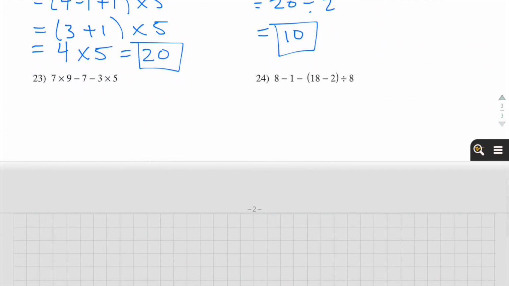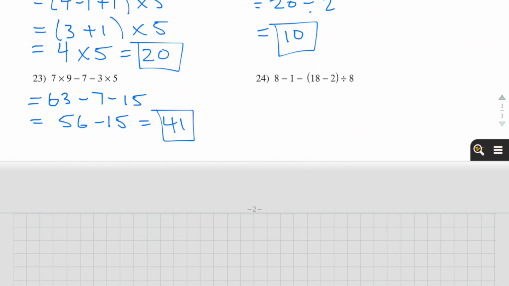Number 23. 7 times 9 minus 7 minus 3 times 5. So let's do the order of operations. Parentheses, no. Exponents, no. Multiplication, yes. So we do the 7 times 9 first. We get 63. Write everything else, minus, and then you do the other multiplication. 3 times 5 gives us 15. Now we have 63 minus 7 minus 15. When we do 63 minus 7, we end up getting 56. And then when we do 56 minus 15, we end up getting 41.